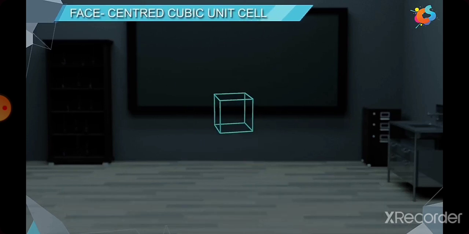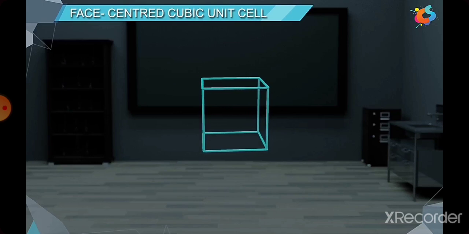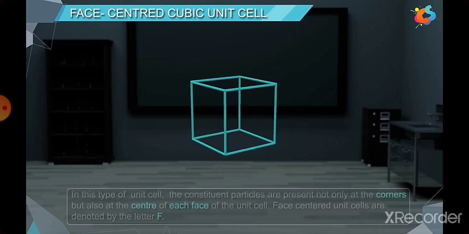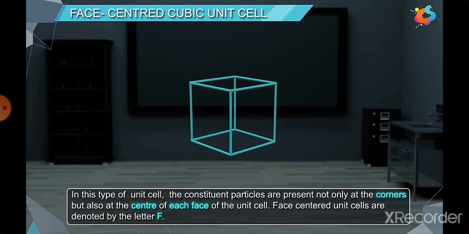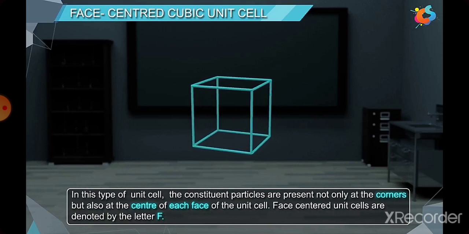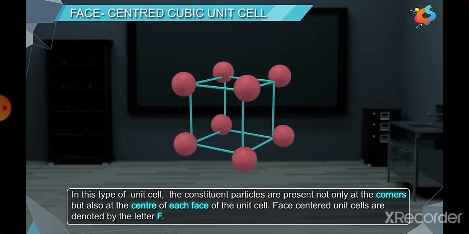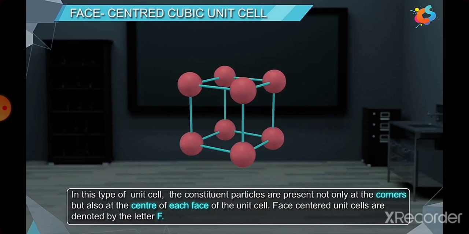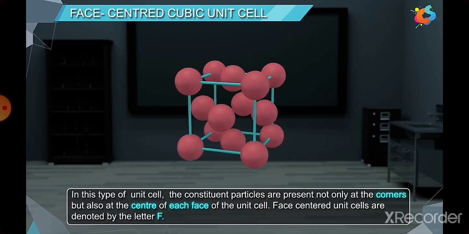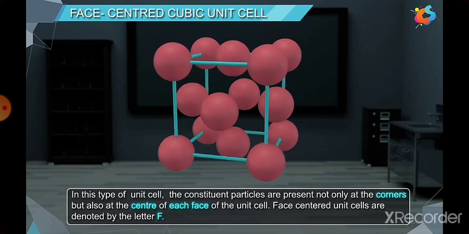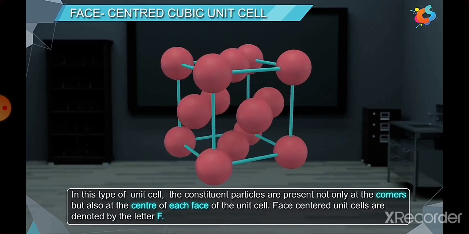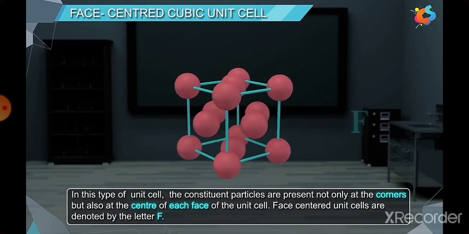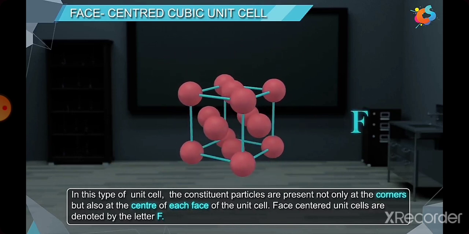Face-centered cubic unit cell: in this type of unit cell, the constituent particles are present not only at the corners but also at the center of each face of the unit cell. Face-centered unit cells are denoted by the letter F.